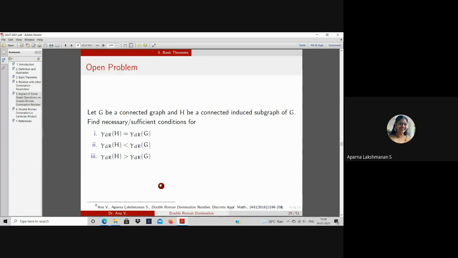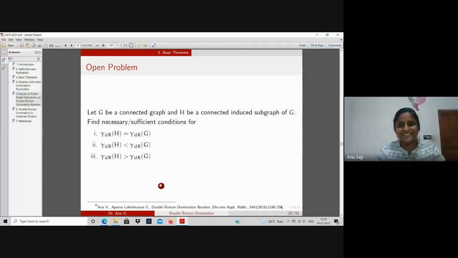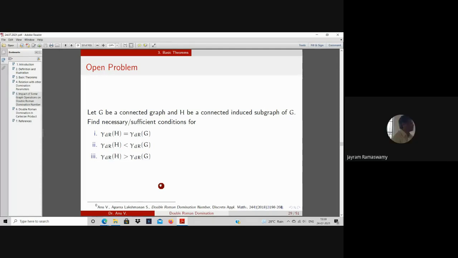Yes, sir. What you said is correct. Induced is one kind of problem. We can think about other subgraphs also. But connectedness is there because if it is disconnected, then the parameter becomes the sum over each of the connected components. That's right. If you take disconnected graphs, the same thing is applicable for each connected component also. Correct.